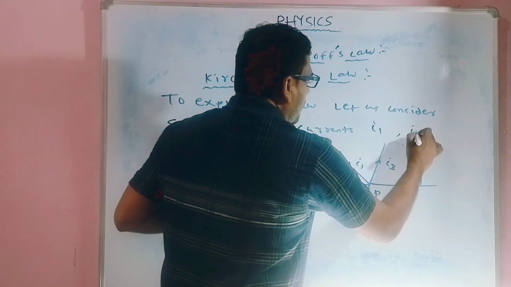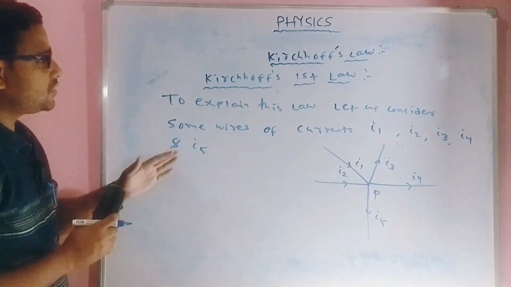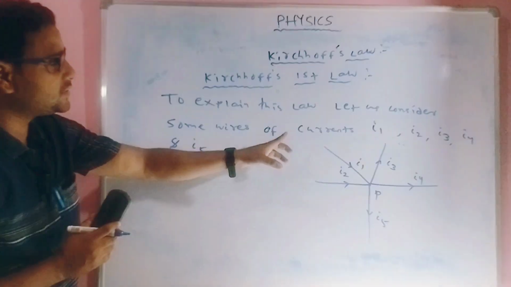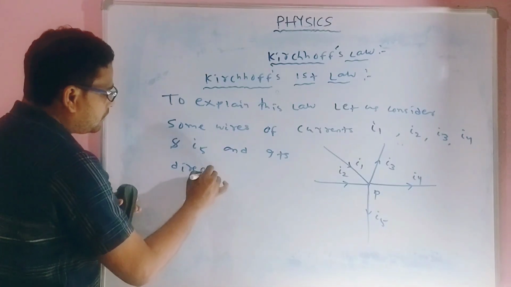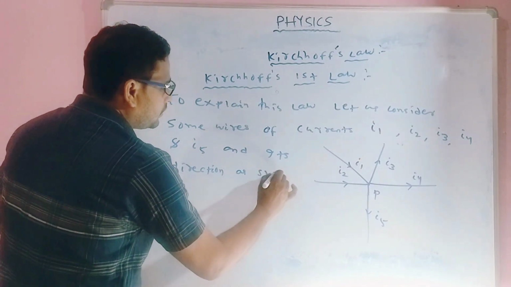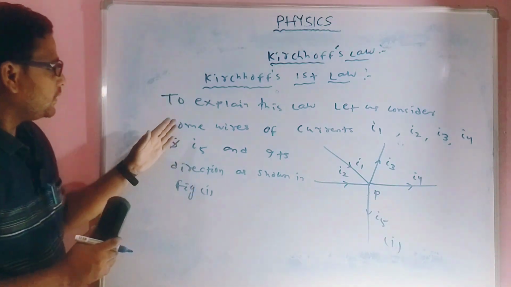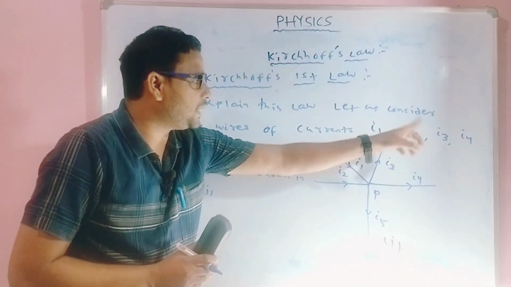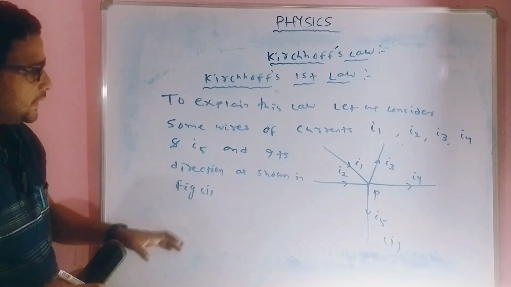Suppose that is I1, I2, I3, I4 and I5. To explain this law, let us consider some words of currents I1, I2, I3, I4 and I5, and their direction, any direction, as shown in figure 1. This is the theory.